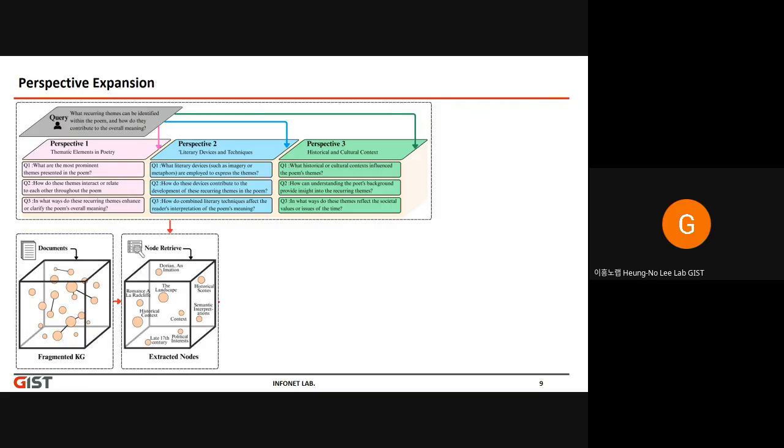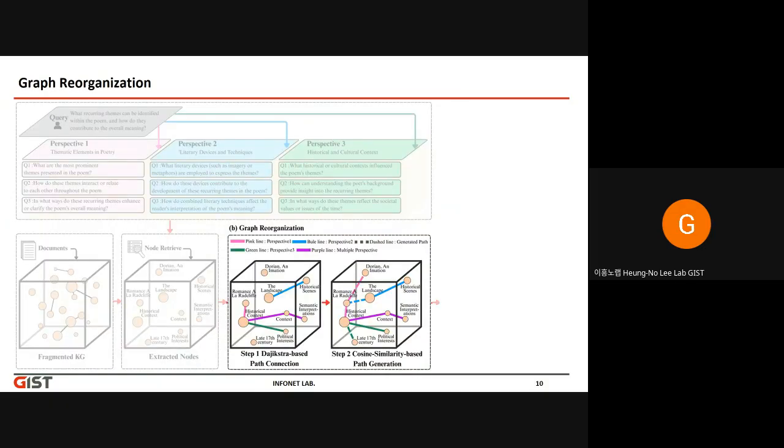Our retriever R then uses these generated sub-queries rather than the original query to retrieve semantically relevant nodes from the knowledge graph. As a result, across M perspectives, we obtain H1 to HM. A crucial point is that each Hi typically consists of disconnected, fragmented subgraphs. So the retrieved evidence often comes back as disconnected and fragmented subgraphs, as you can see.